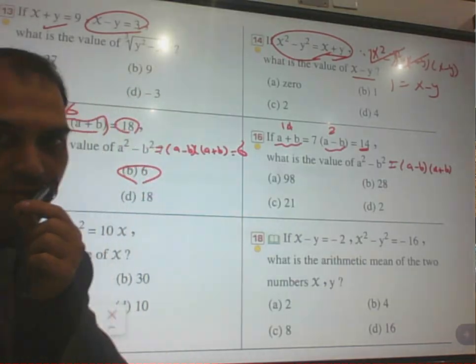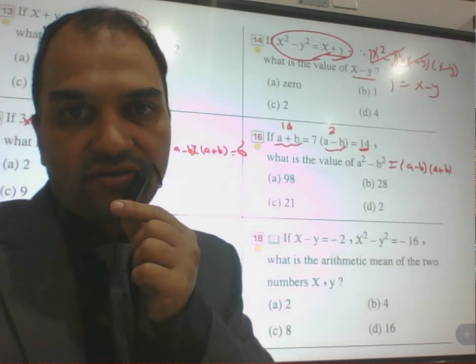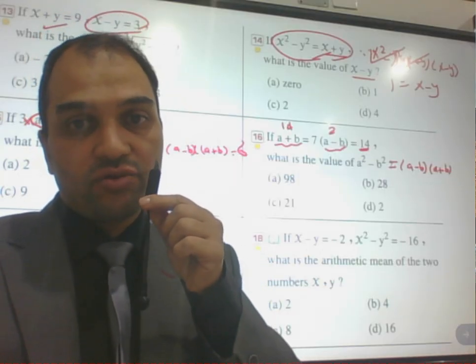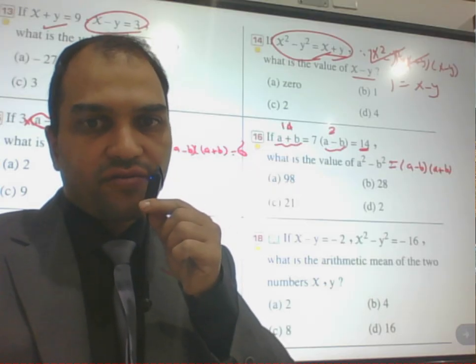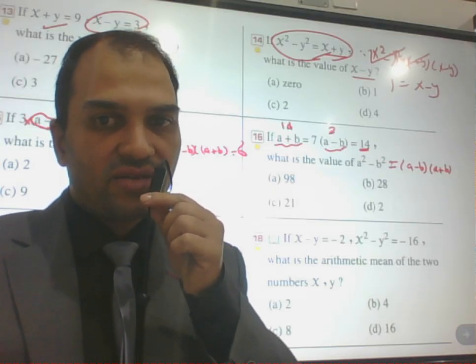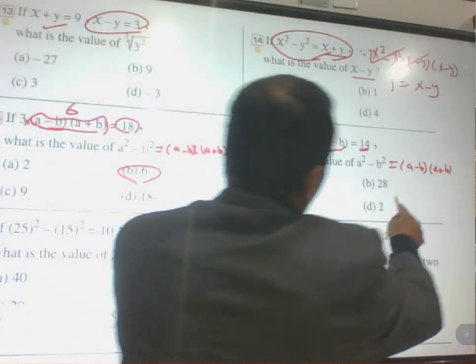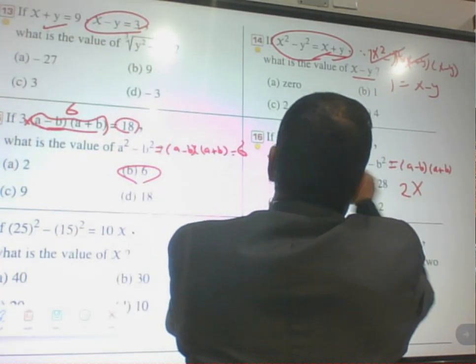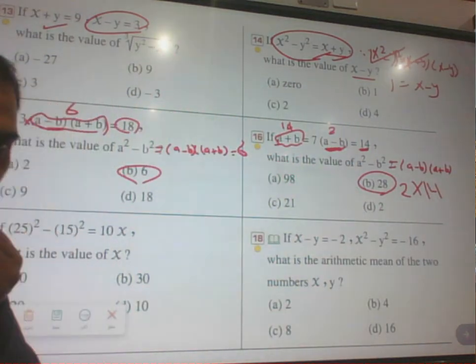Again, 14 was a plus b. And 7 times what equals 14? 7 times 2. Okay, my students, then the value of a minus b equals 2 and a plus b will be 14. Now we can find the answer by the product of two brackets, a minus b times a plus b. A minus b is 2, product by a plus b, which is 14. 2 times 14 is 28.